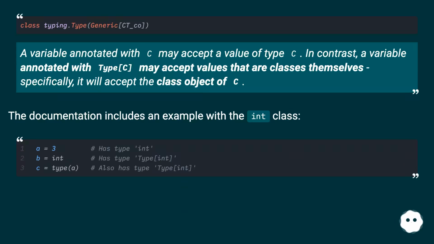A variable annotated with C may accept a value of type C. In contrast, a variable annotated with type C may accept values that are classes themselves. Specifically, it will accept the class object of C. The documentation includes an example with the int class.